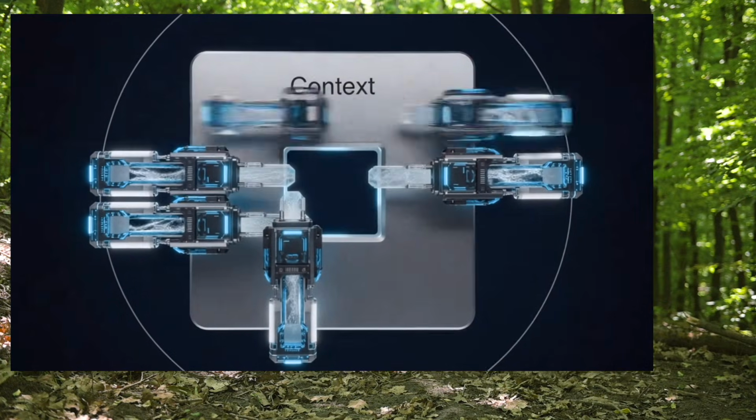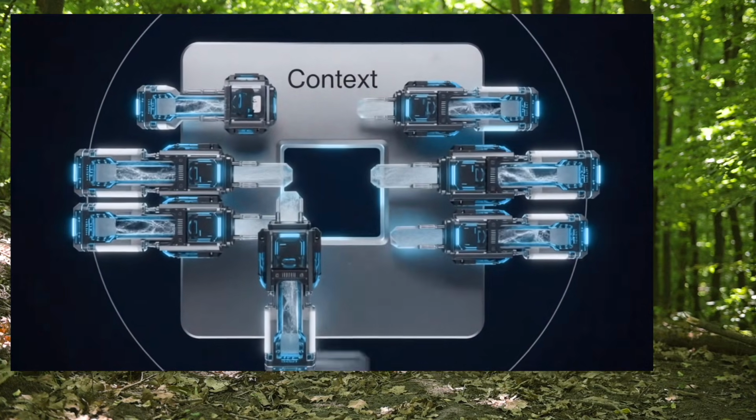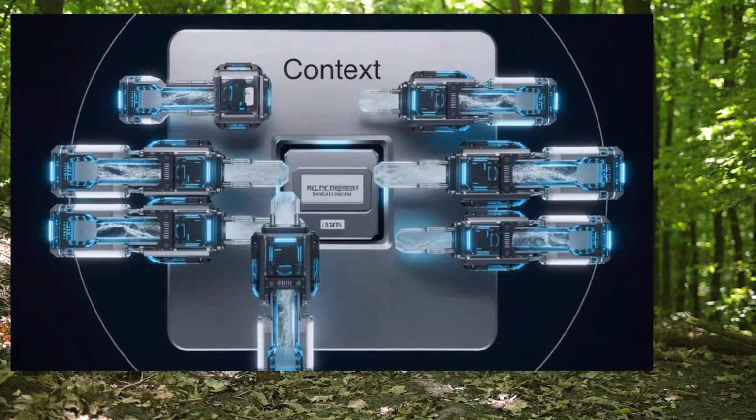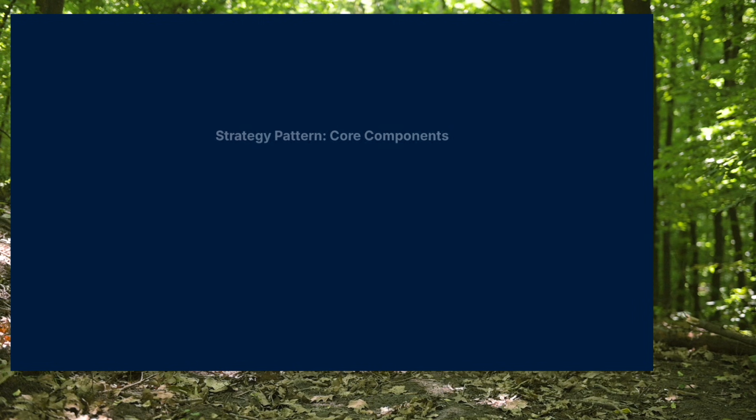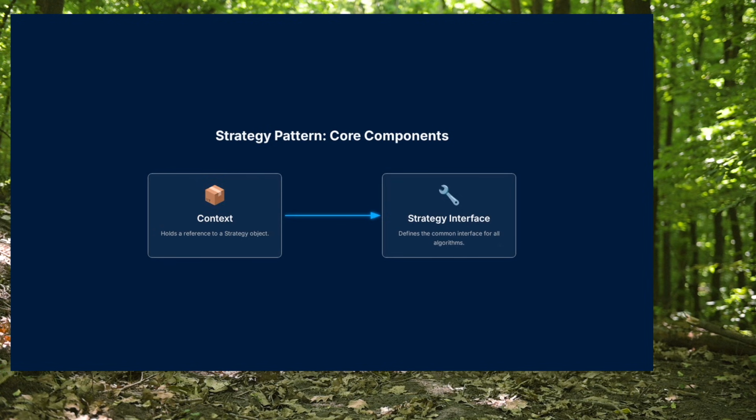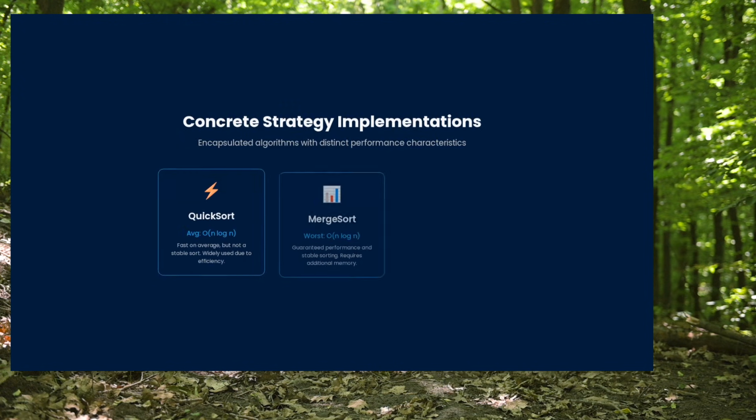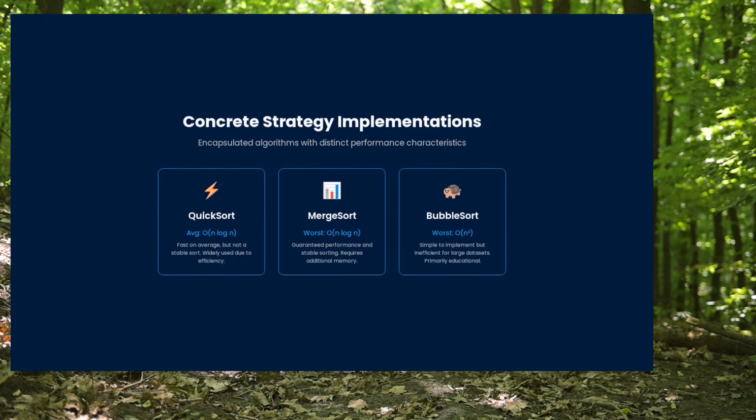Now, let's move to the strategy pattern, which encapsulates interchangeable algorithms, allowing runtime selection without cumbersome if-else chains. This pattern adheres to the open-closed principle, making your code open for extension, but closed for modification. Its core components are the context, which holds a reference to a strategy, and the strategy interface, defining the algorithm interface.